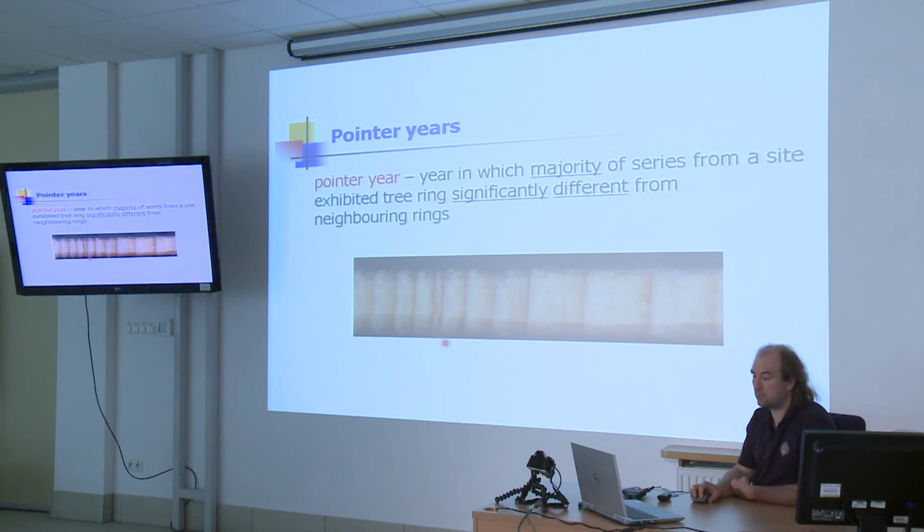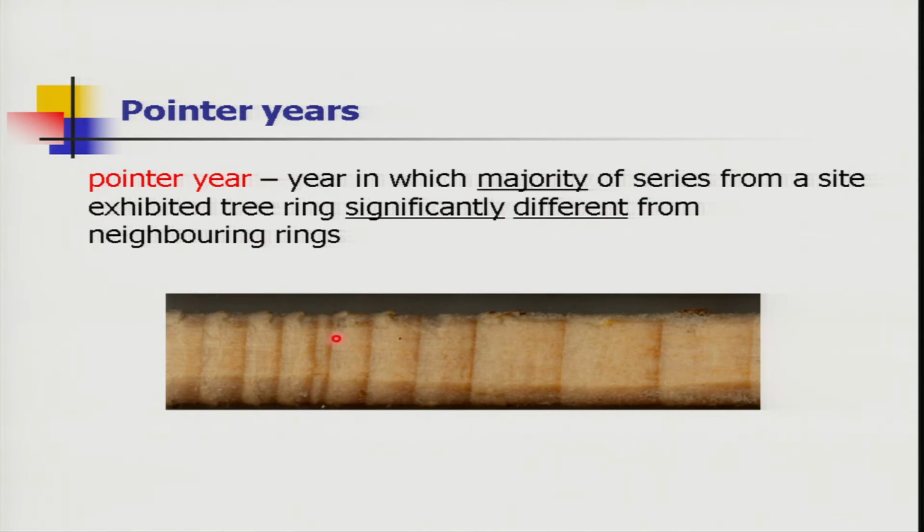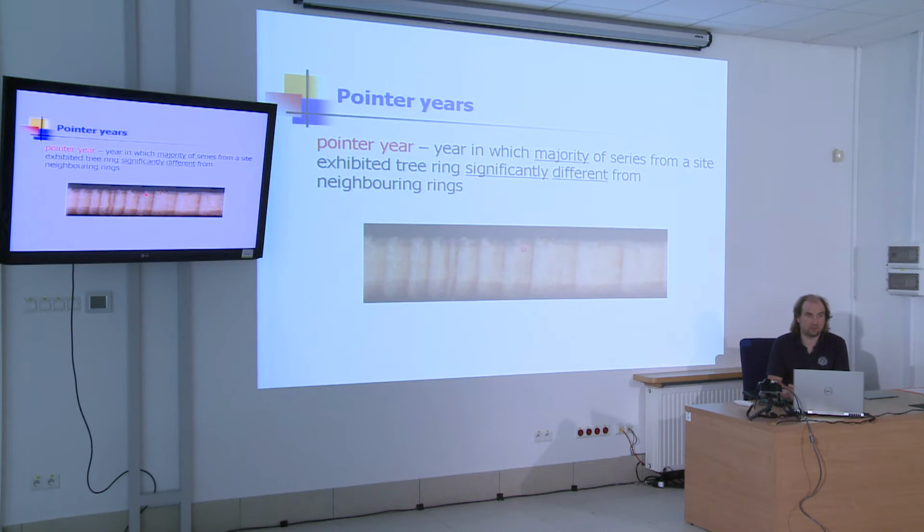We can distinguish negative and positive pointer years. At this picture you can see a negative pointer year because this tree ring is much narrower than the neighbors. In case this ring was wider, we would say that this is a positive pointer year. So positive: wider rings, negative: narrower rings.